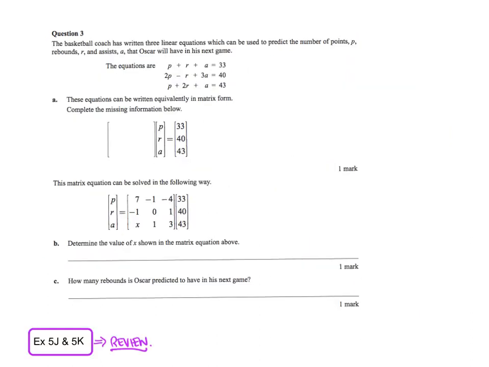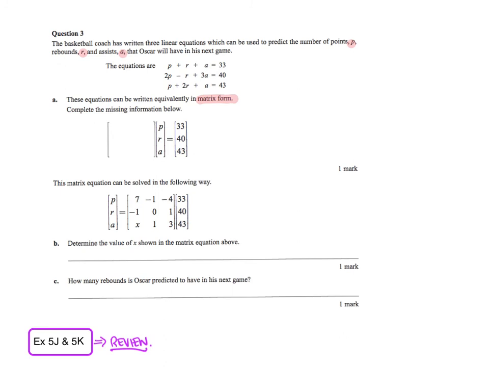A basketball coach has written 3 linear equations which can be used to predict the points, rebounds and assists that Oscar will have in his next game. The equations are here, written just there. These equations can be written in matrix form, complete the missing thing.